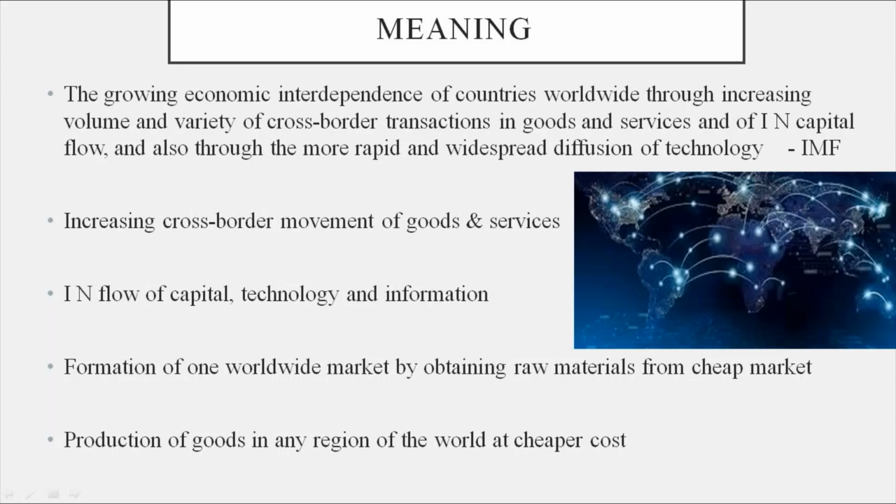Technology is diffusing, and everywhere technology is necessary, with the exchange of technology and so on. So that is globalization. From this definition we can get some key words. It is clear that in globalization there is increasing cross-border movement of goods and services. Globalization is about the import and export of goods. One good will cross the border and go to another country, and from that country it will come to this country. Like that, trade increases, business increases between the countries. And there is international flow of capital, technology and information.